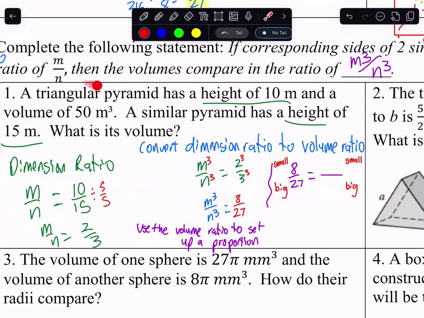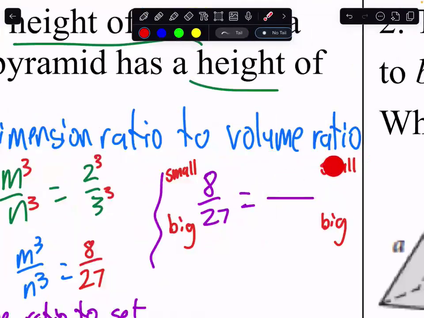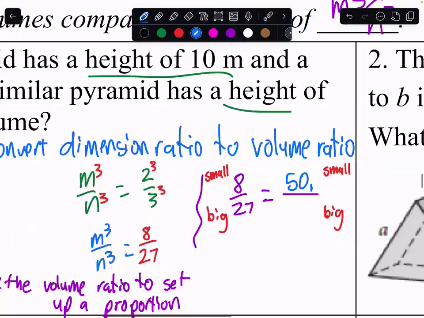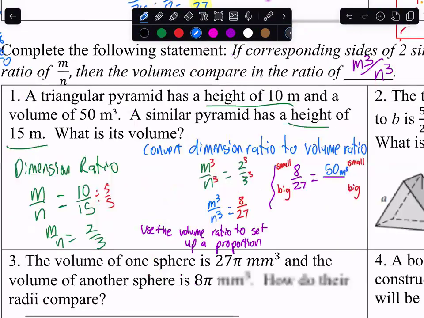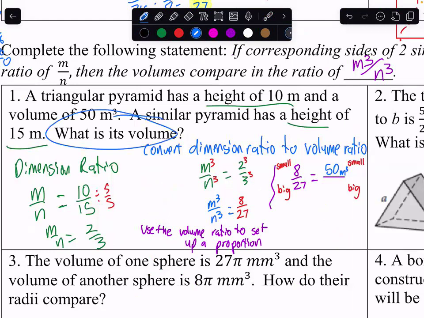Okay, so the 50 meters cubed is the volume of the 10-meter tall pyramid. The other pyramid is taller. Its height is 15. So the 50 is the smaller pyramid. The 50 will go up top because that's where the small numbers are going for this problem. And then the unknown is, what is the volume of the bigger pyramid?